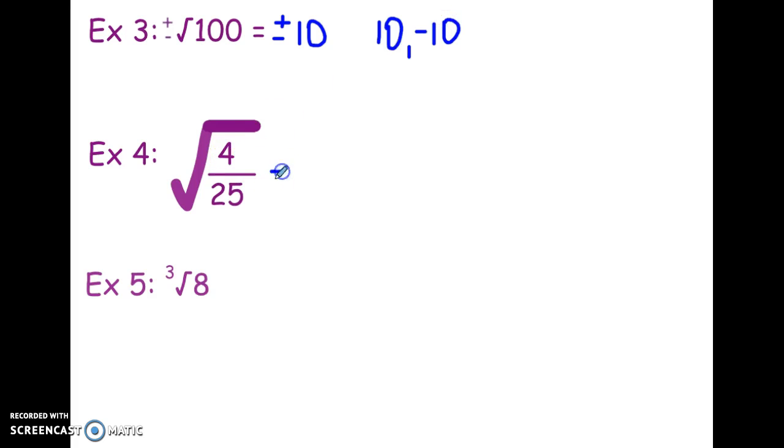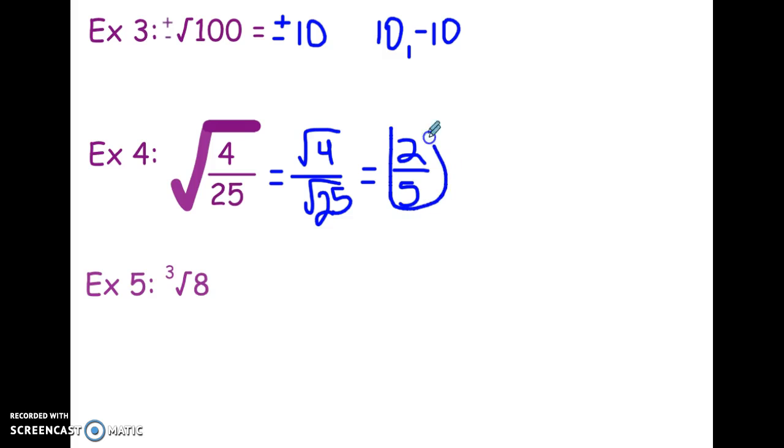For example 4, this square root is around the whole fraction, but you can think of it as being the square root of the numerator over the square root of the denominator. So in this case, we have the square root of 4 over the square root of 25. What number times itself is 4? That'd be 2. And what number times itself is 25? Well, that's 5. So the square root of 4 25ths is going to equal 2 fifths.